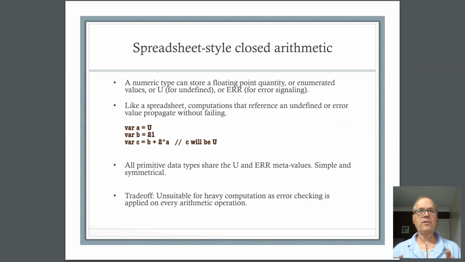That's one of the things that's special about Excel: if you have an undefined variable and you multiply it by 2, it propagates the undefined. Or if you have an error condition and you multiply it by 2, it is still an error condition. So errors propagate through the system, but it never crashes, you see? Obviously there's a trade-off here. You're doing error checking on every computation. It's not going to be used for matrix manipulation or machine learning applications.